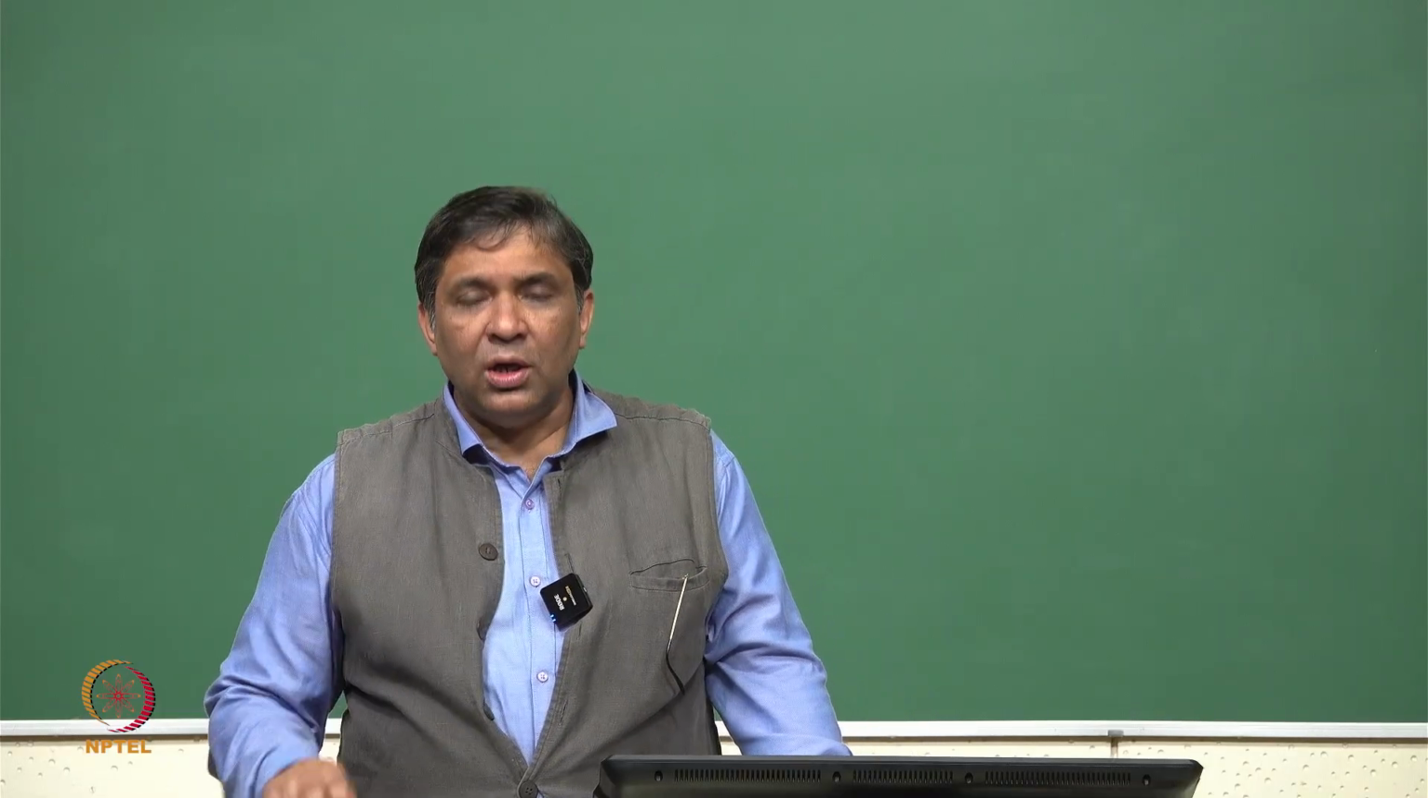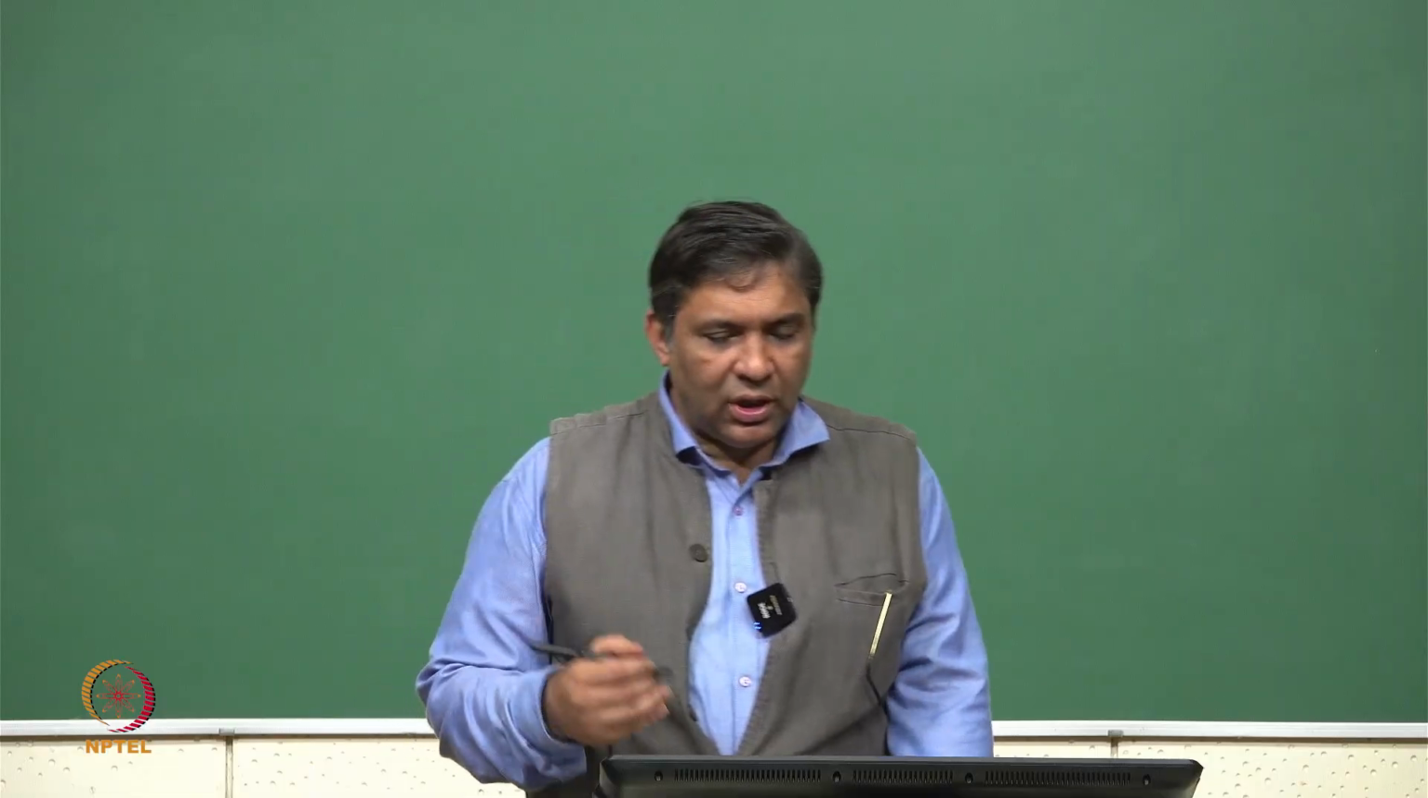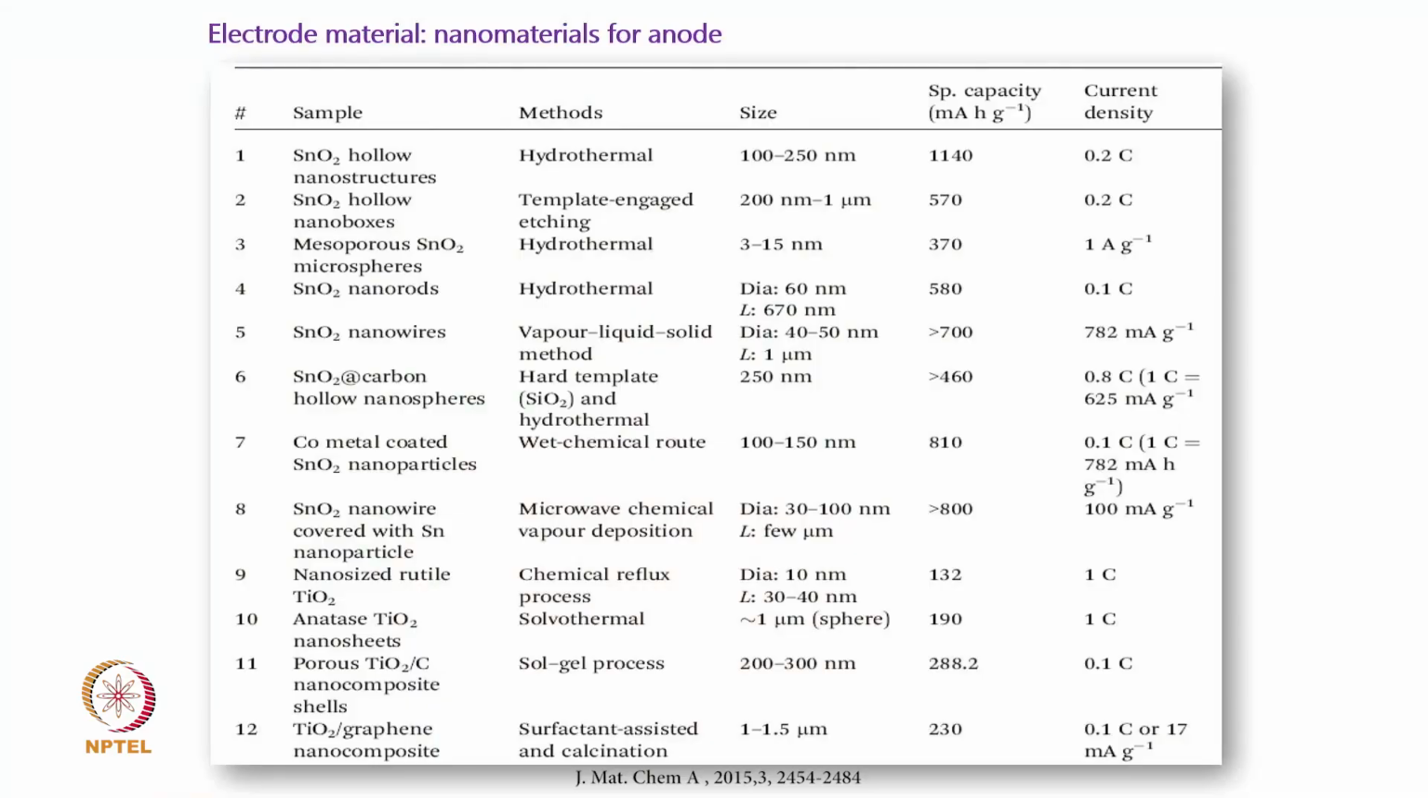you have a very high electrochemical reactivity when one considers the branch nanostructure as the material for electrode. Okay. So, now let me make a comparison between different nanostructures when we consider anode material. So, let me show you this table. So, you can have this SnO2 hollow nanostructure, where this is the typical size, 100 to 250 nanometer, and this is the specific capacity. Okay.